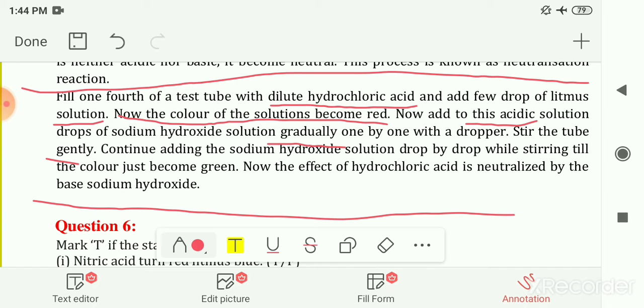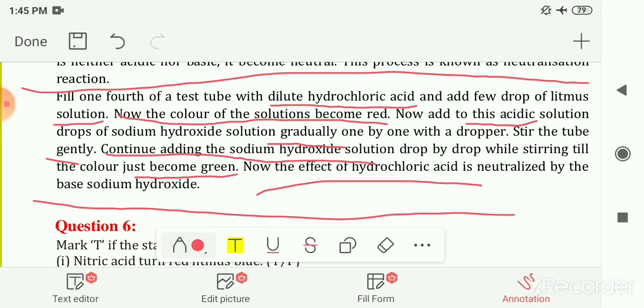dropper and stir this solution well, and continue adding the sodium hydroxide solution drop by drop while stirring until the color just becomes green. Until the color becomes green, you have to add the drops of the sodium hydroxide solution. And now the effect of hydrochloric acid is neutralized by the base sodium hydroxide. When the litmus solution turns green, that means the given solution is neutral in nature.